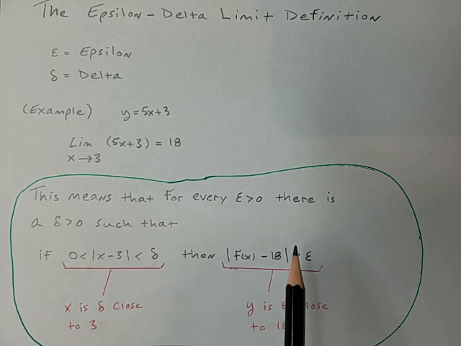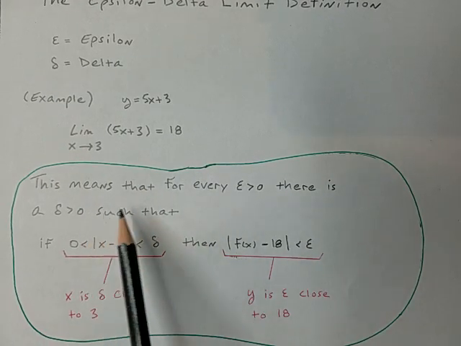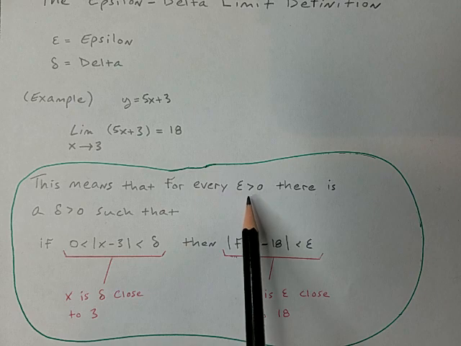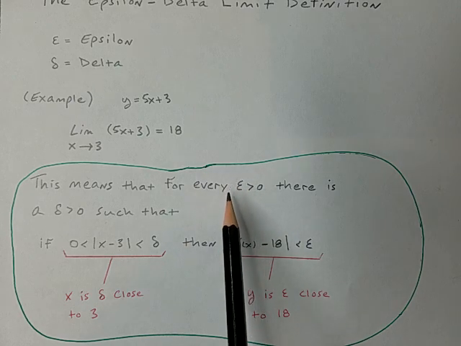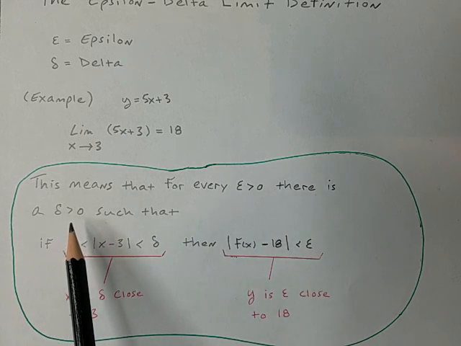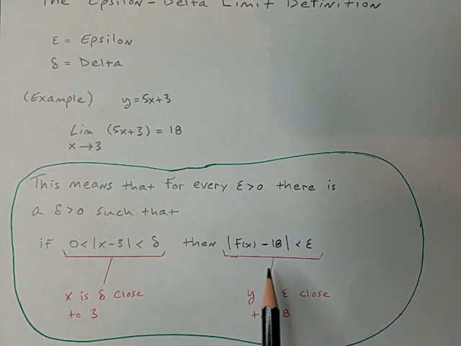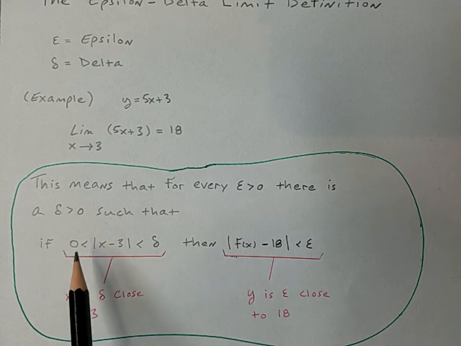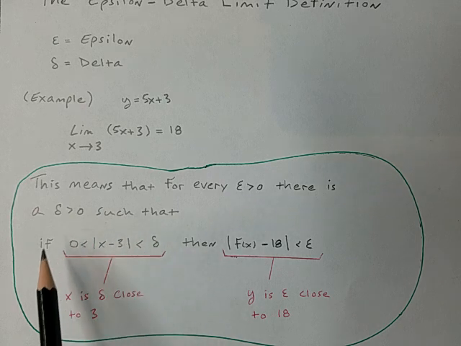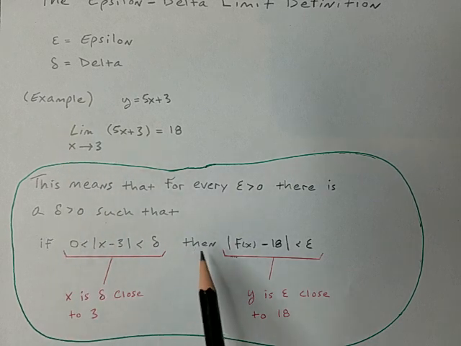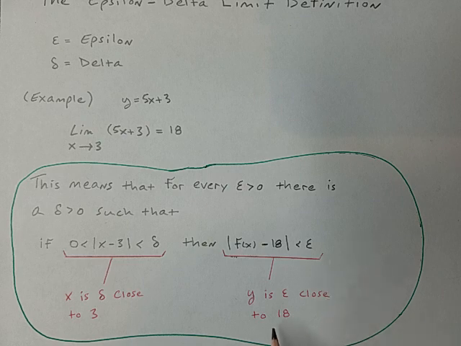I'll read this to you and explain a little bit about it. This means that for every epsilon greater than 0, no matter how tiny that number is, there is a delta greater than 0 such that, and then we get these statements with inequalities. This one means that if x is within delta units of 3, then the y will be within epsilon units of 18.